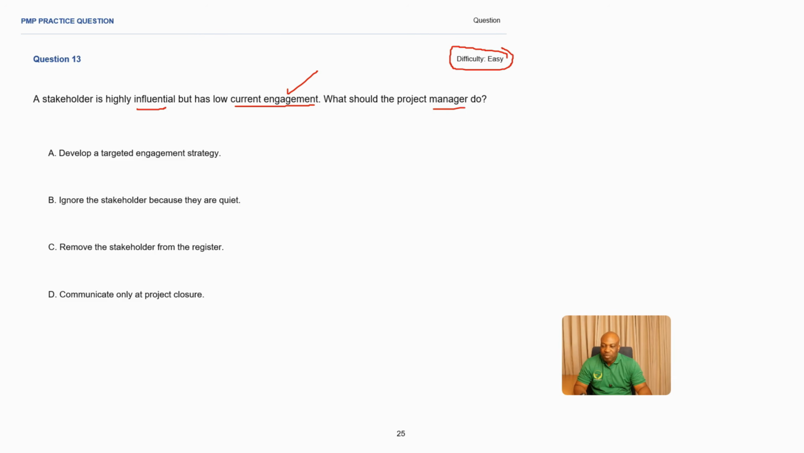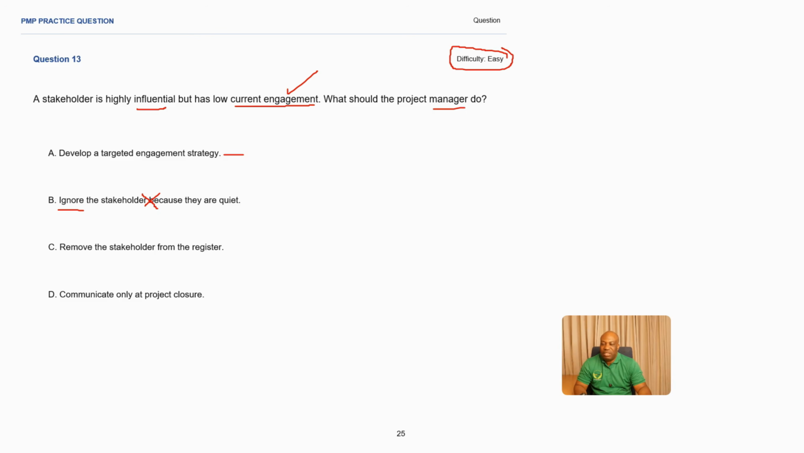Okay. So let's go through the answers now. Develop a targeted engagement strategy. Makes sense. You're targeting specific stakeholders. Ignore the stakeholder because they are quiet. One of the mindsets is never ignore any stakeholder. Engage the stakeholder, understand what they need, and also plan the engagement. So eliminate this one straight away.